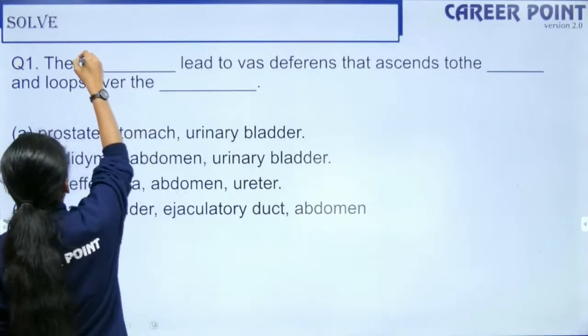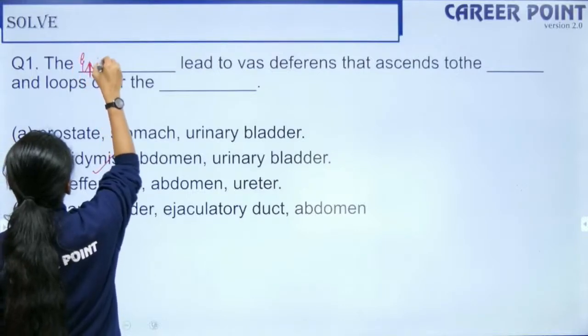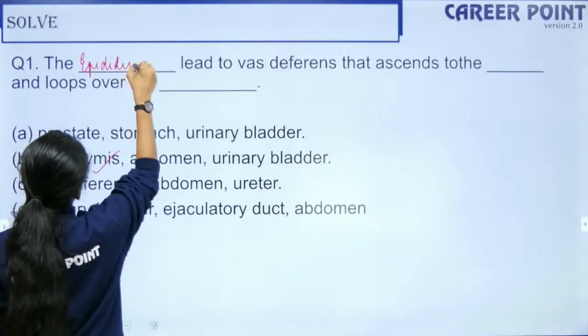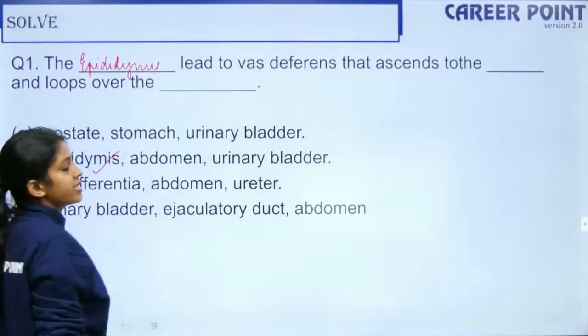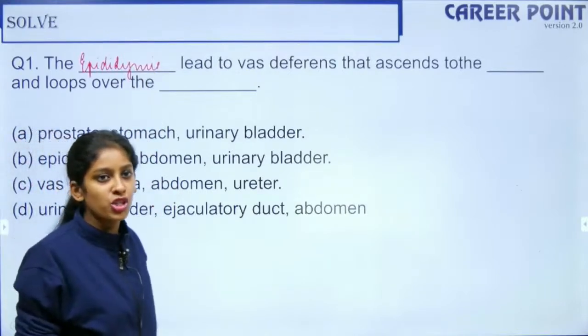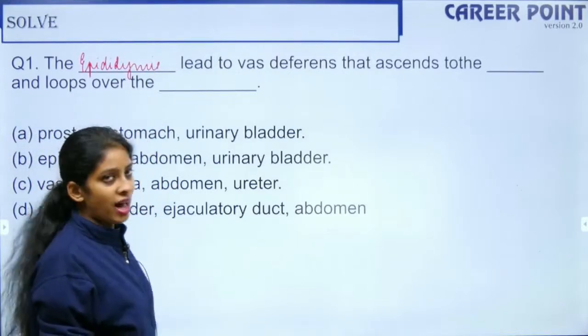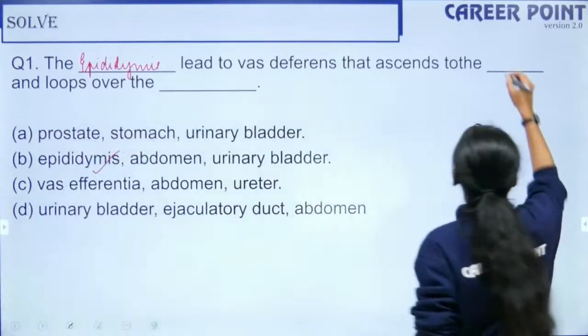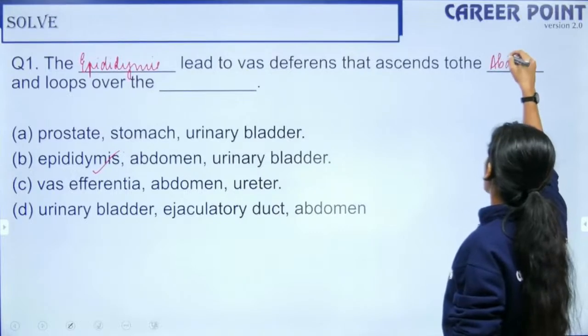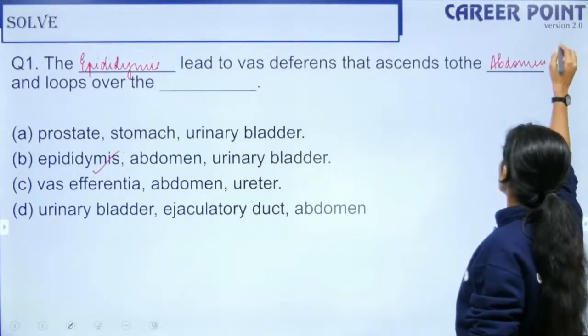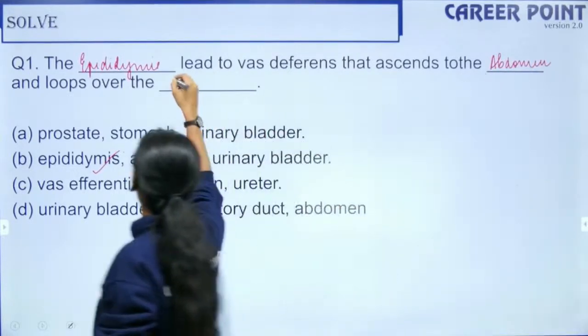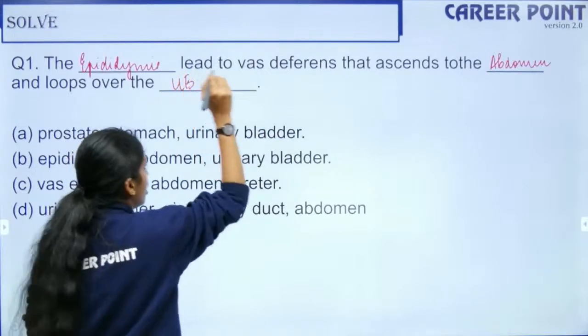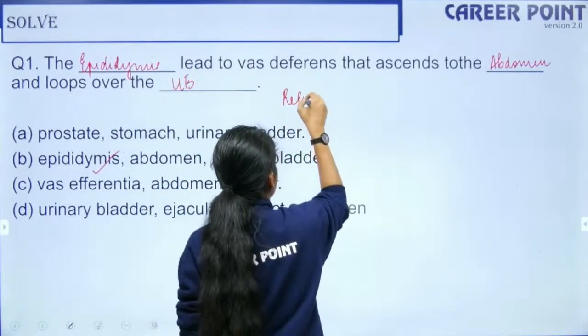So we know your epididymis leads to the vas deferens. Before that it is rete testis, vasa efferentia, epididymis and then your vas deferens. So the epididymis moves to the vas deferens. This ascends to the abdomen because the testis is below the abdominal sac, and this loops over the urinary bladder.